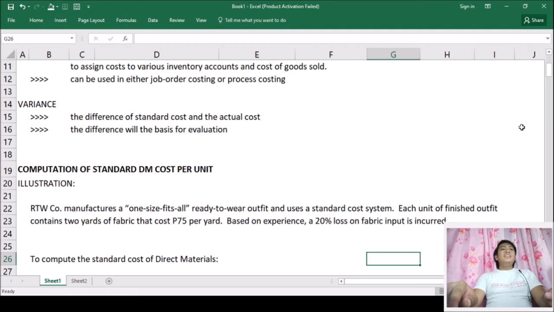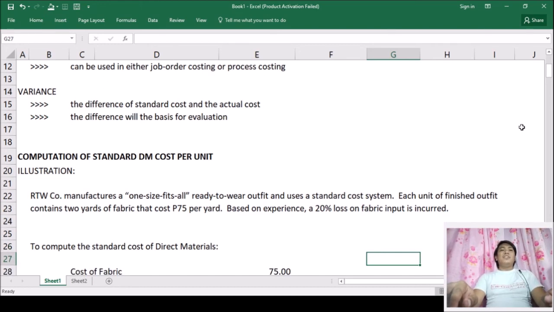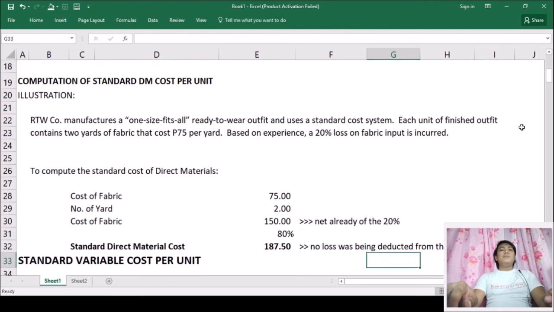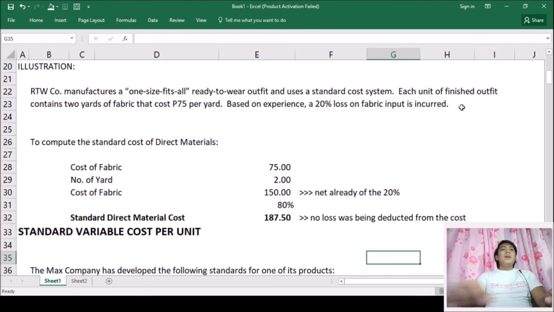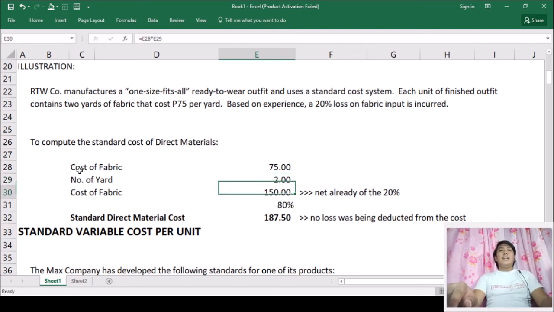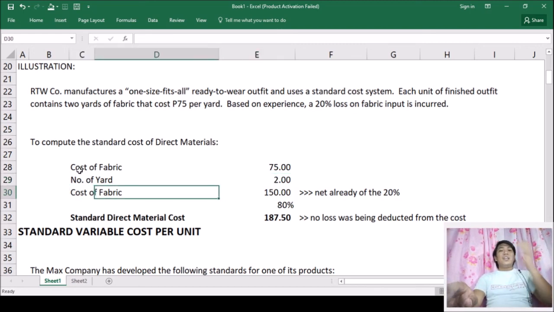RTW company manufactures a one-size-fits-all ready-to-wear outfit and uses a standard cost system. Each unit of finished outfit contains 2 yards of fabric that costs 75 pesos per yard. Based on experience, a 20% loss on fabric input is incurred. The solution for that particular problem would be this. That is the cost of fabric, that is 75. Number of yards, 2, because for one unit, 2 yards are needed. So the cost of fabric is 150.